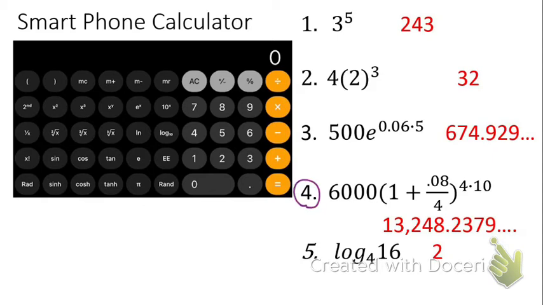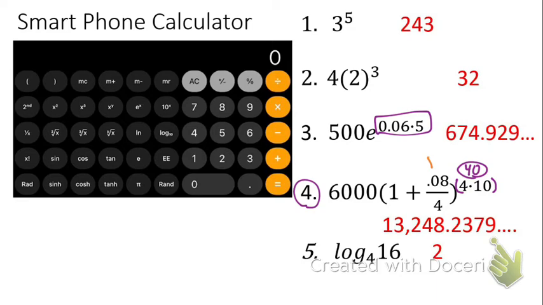Now, on number 4, a lot of stuff going on here. I'm going to take some liberties with this and say, well, the exponent here, 4 times 10, that's 40. What I would do in the future, just like we did here, is do that first, get a number, and write it down, because that's going to help you. Now I'm going to talk about the sequence you need to plug in so you can get the correct answer.